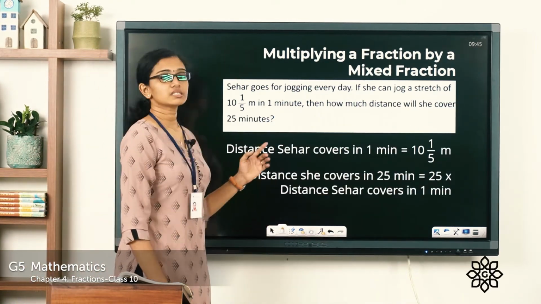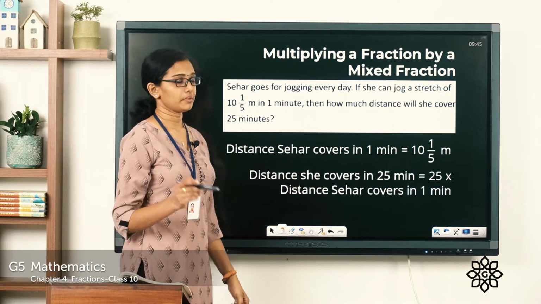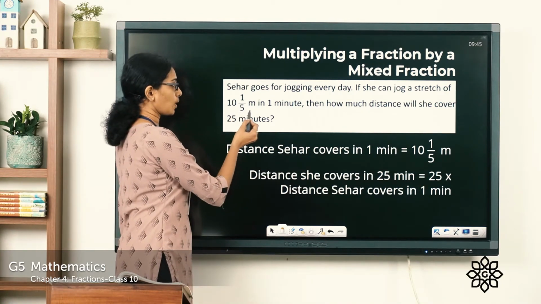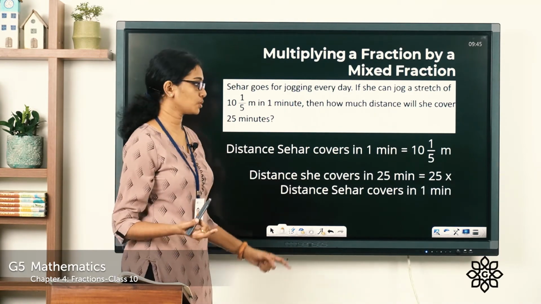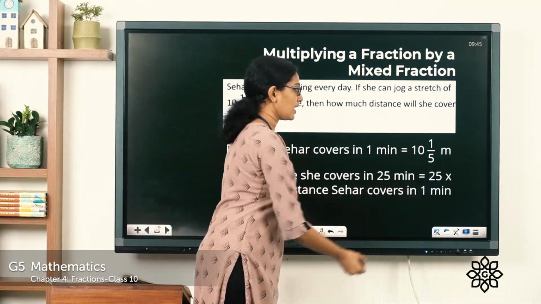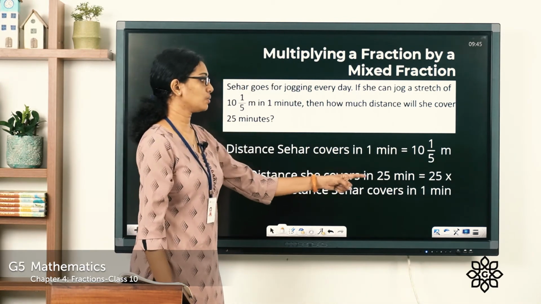So we have the distance Seher covers in 1 minute. What is it? It is 10 1/5 meters. And the distance she covers in 25 minutes would be equal to 25 into the distance Seher covers in 1 minute.